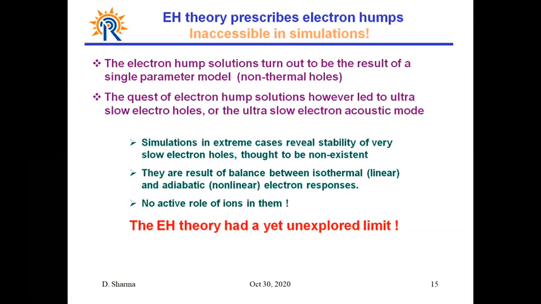Since we were exploring the parameter space, we saw that there is indeed a narrow parameter space in which the slow hole tends to be stable. Then we looked at the theory, and it turned out to be a pure balance between isothermal and adiabatic electron response only. The ion response is totally ruled out. So ions play no role. The EH theory had an unexplored limit. This limit was there, but it was not even explored by the person who produced the theory, nor by the rest of the community. And we by chance stumbled upon it.